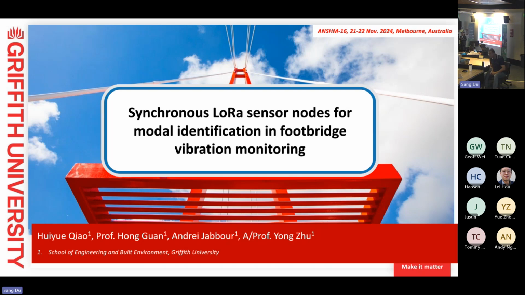My name is Huiyue Qiao. I'm from Griffith University and I'm a PhD student. Today I'm going to share our work on synchronous LoRa sensor nodes for modal identification in footbridge vibration monitoring. I'm honored to be supervised by Professor Hong Guan and Professor Yun Zhu, and I also want to acknowledge the professional assistance from Andrew Jeb over.